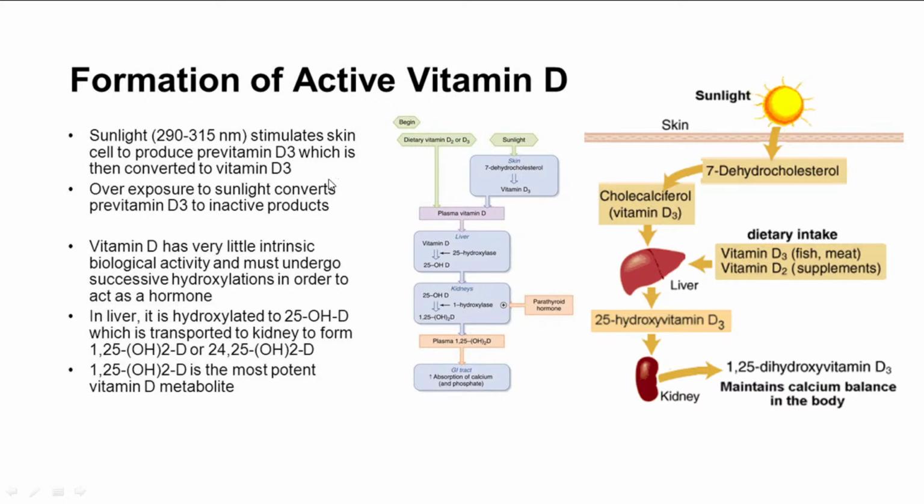Sunlight stimulates skin cells to produce vitamin D3. Over-exposure to sunlight converts vitamin D3 to inactive products. Vitamin D has very little intrinsic biological activity and must undergo successive hydroxylations in order to act as a hormone. In liver, it is hydroxylated to 25-hydroxyvitamin D, which is transported to kidney to form 1,25-dihydroxyvitamin D or 24,25-dihydroxyvitamin D. 1,25-dihydroxyvitamin D is the most potent vitamin D metabolite.